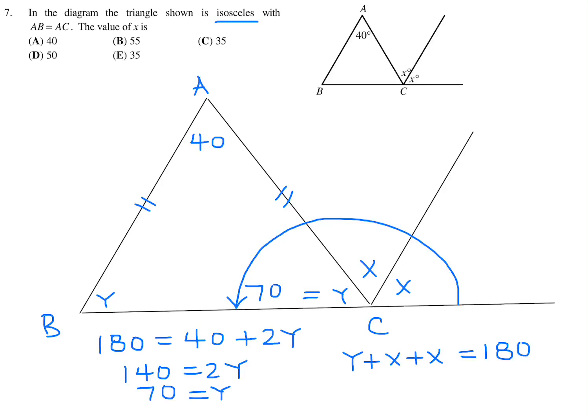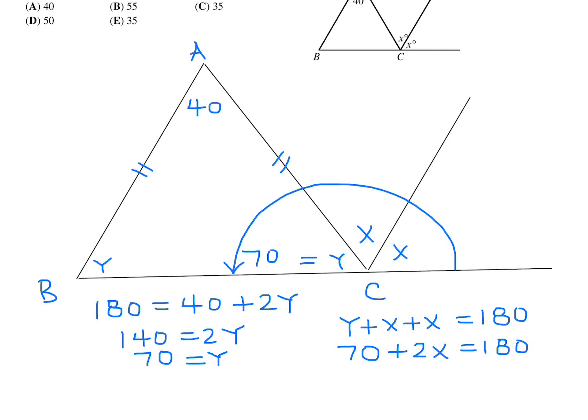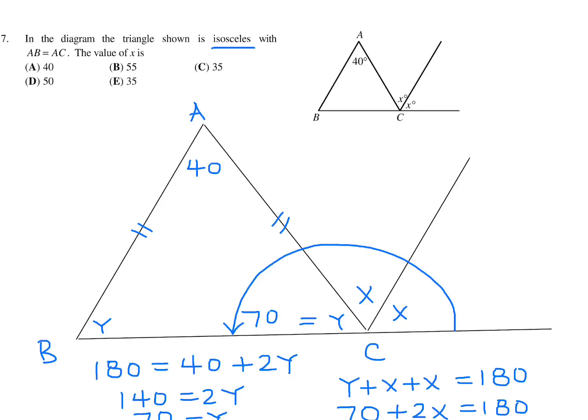Now y we know is 70, so you plug that in there. So we get 70 plus 2x is 180. And therefore, 2x is equal to 110. x is equal to 55. So the answer in this case is B.